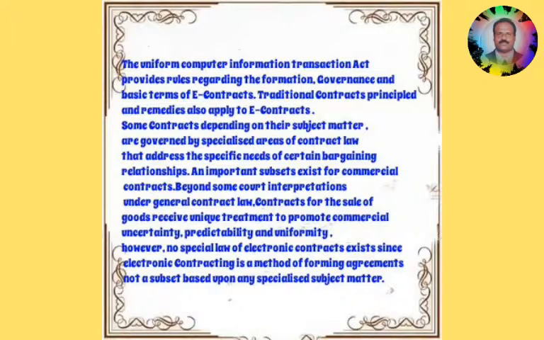an electronic contract is a kind of contract formed in the course of e-commerce by the interaction of two or more individuals using electronic means, such as email, the interaction with an electronic agent such as a computer program, or the interaction of at least two electronic agents that are programmed to recognize the existence of a contract. The Uniform Computer Information Transactions Act provides rules regarding the formation, governance and basic terms of an e-contract. Traditional contract principles and remedies are also available to e-contracts. This is also known as an electronic contract.